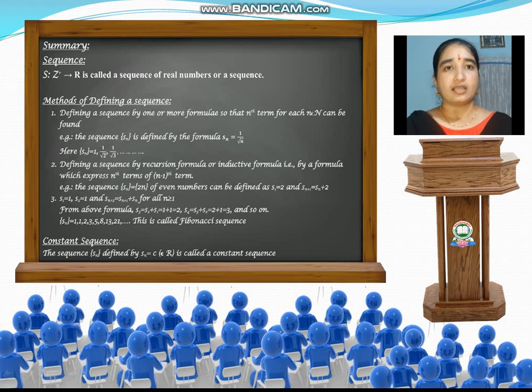First one, defining a sequence by one or more formulae so that the nth term for each n belonging to N can be found. The sequence Sn can be defined like this also. Let us take one example for this. Sn is equal to 1 by root n, for n is equal to 1, 2, and so on. So Sn will be 1, 1 by root 2, 1 by root 3, and so on.